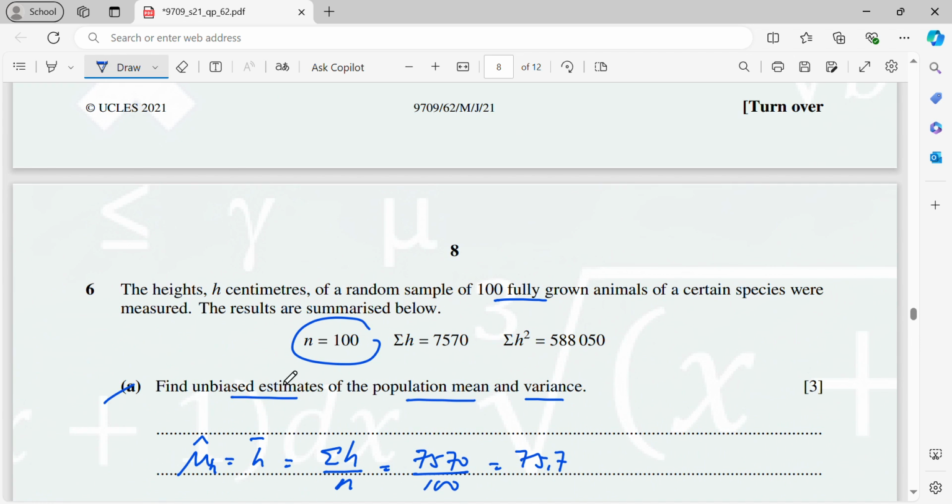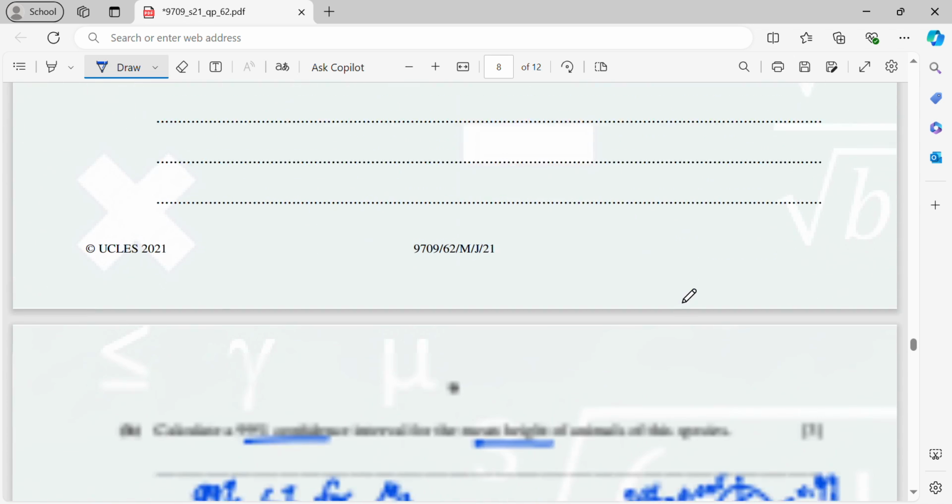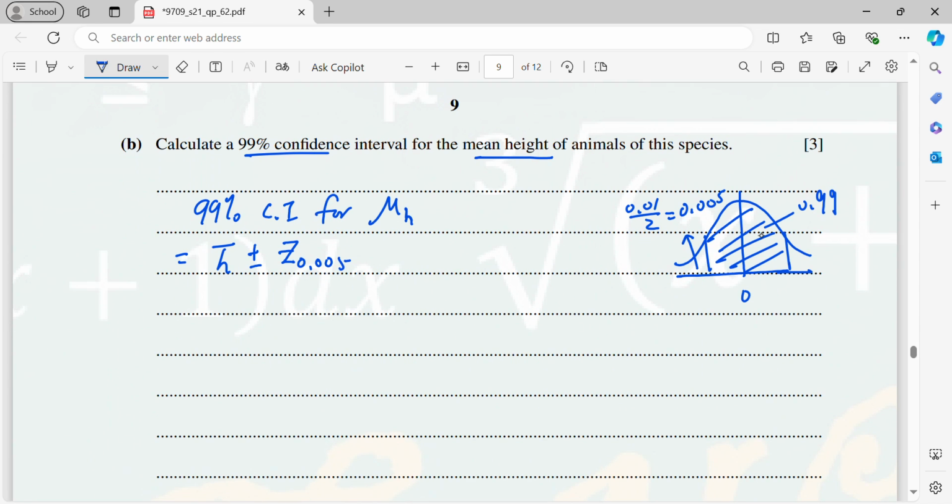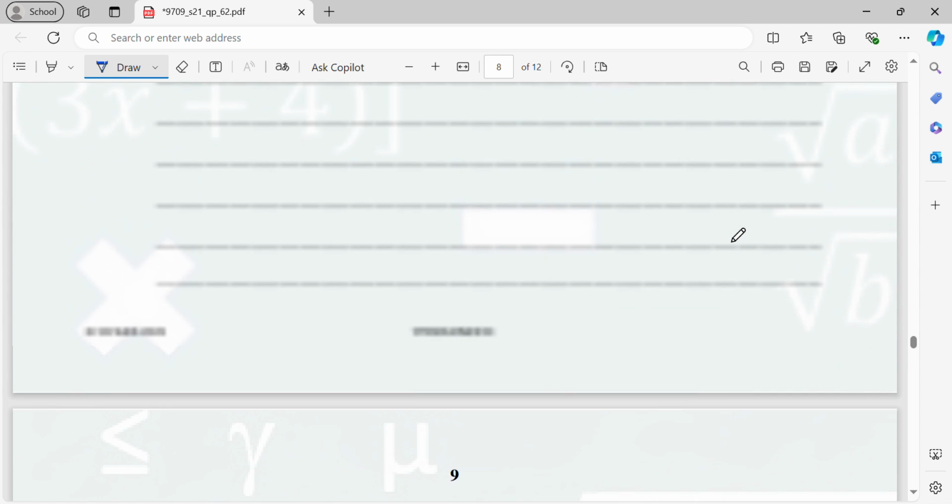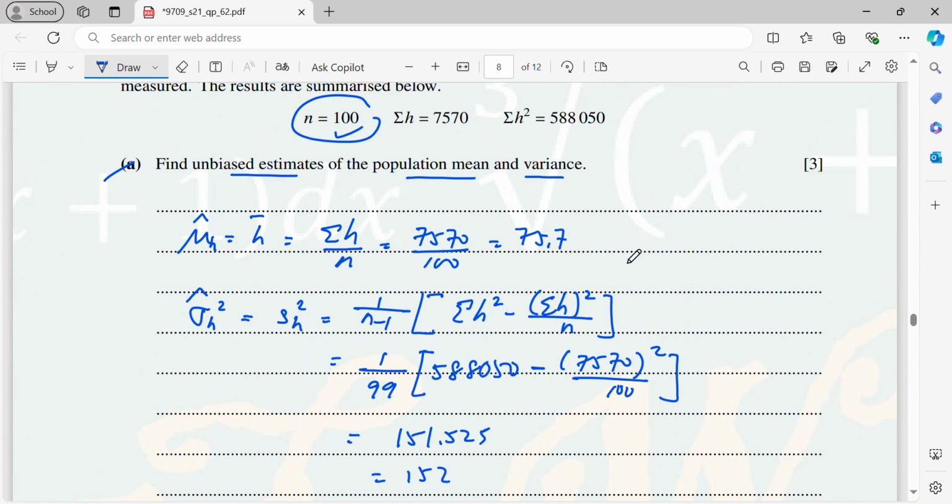Because in the question, the n is 100, we will be using the Z, even though the population variance is not given. Because of the central limit theorem, the n is large, so it will be approximated to a normal distribution. So here I will write square root of S squared H over N. This is the formula. The H bar was already calculated just now, and I will use 75.7.